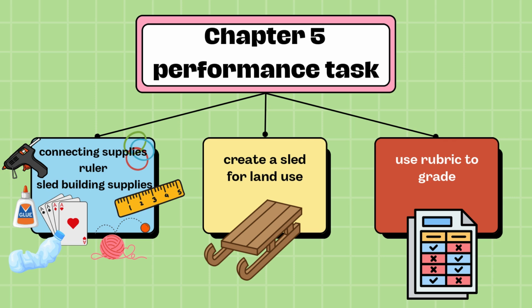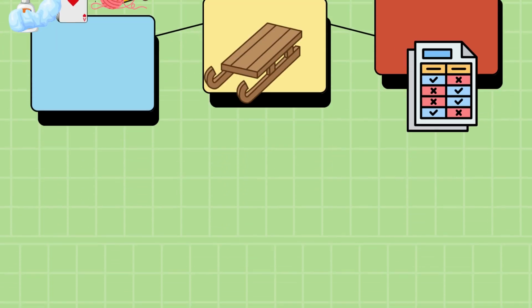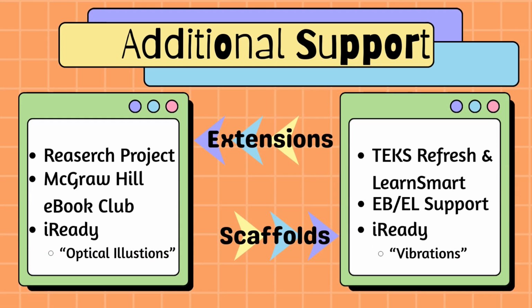Teachers are encouraged to begin collecting recyclable materials ahead of time to ensure students have what they need to build and test their designs. Learners are supported through tools like sentence stems and visual aids. Also, teachers can access and assign helpful curriculum resources such as TEKS Refresh and LearnSmart. For enrichment, students can research and explore specific topics for each chapter, join the ebook club, or complete iReady activities, keeping every student engaged and growing.